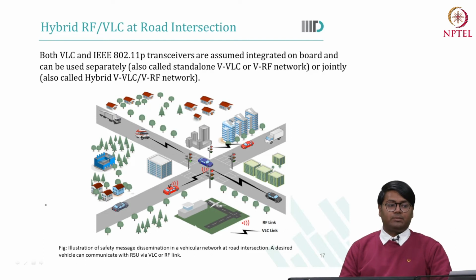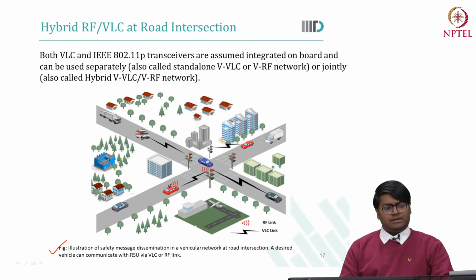Now we briefly discuss the potential benefit of employing hybrid VLC and RF at road intersection. Hybrid RF VLC is capable of significantly improving the safety at road intersection where frequent accidents often occur. At road intersection, the surrounding high-rise buildings, roadside installation or signboards may block the line of sight communication among the vehicles. As shown in this figure, we consider a desired vehicle close to the intersection to carry the critical road information which needs to be immediately communicated to this roadside unit.